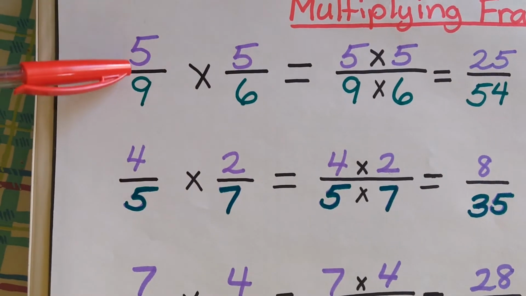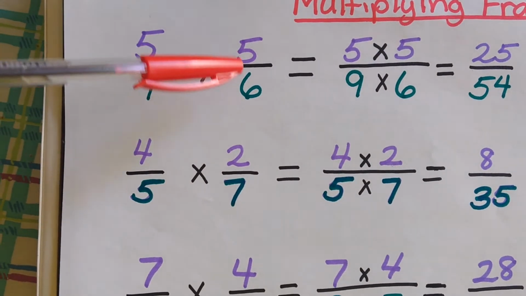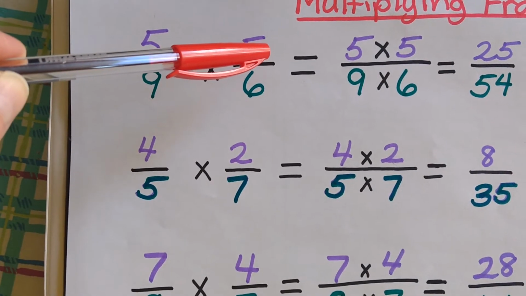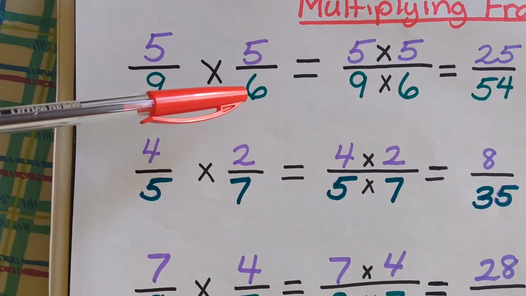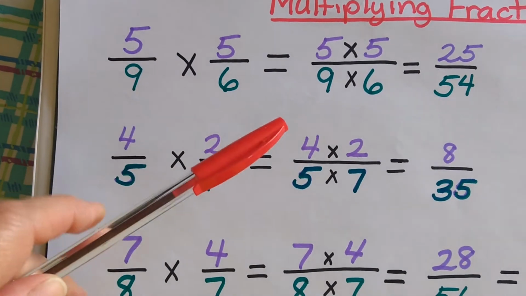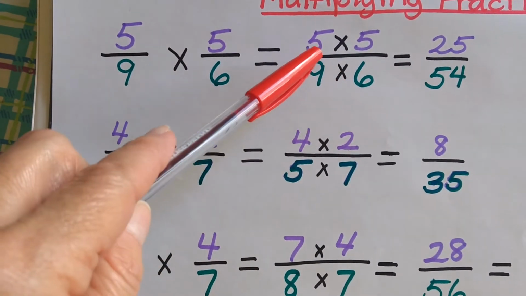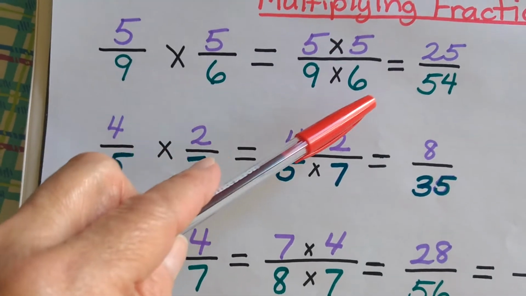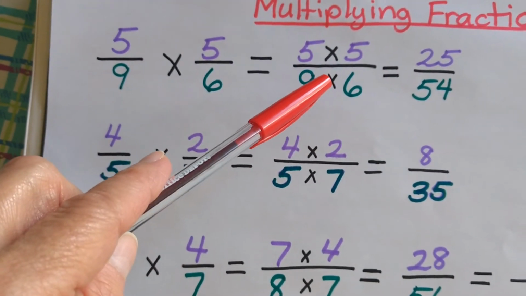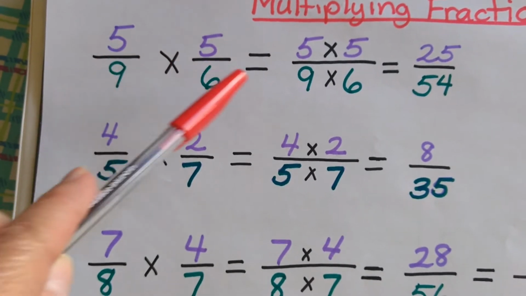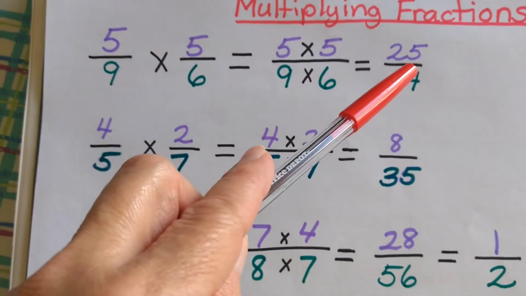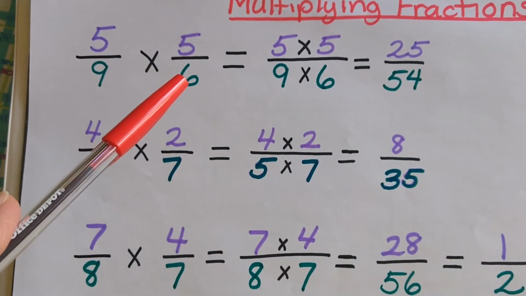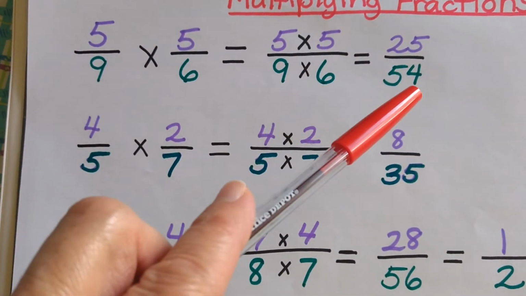We have 5/9 times 5/6. All you need to do is multiply them across the top and the bottom. Now this may look a little different than what you've seen before, and the reason I did this was because as we get into algebra, you're going to be looking at fractions a little bit differently than you do now. So if we take 5 times 5, we get 25, and then 9 times 6 is 54.